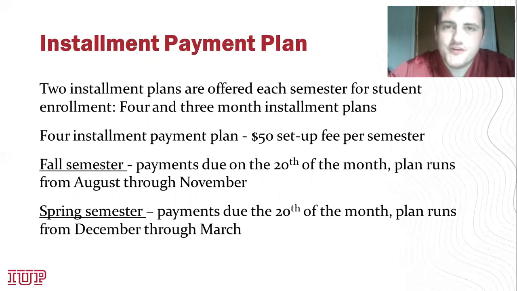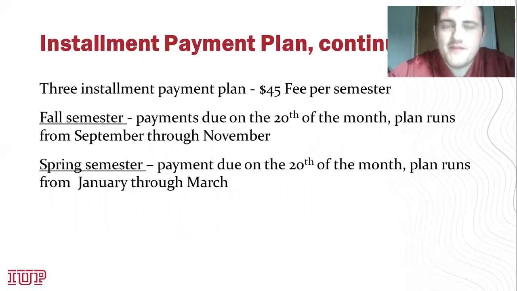We do offer 2 installment payment plans for student enrollment. We have a 4-month installment plan. There is a $50 one-time per semester setup fee. For the fall semester, this will run from August through November. The payments are due the 20th of each month. For the spring semester, we do offer the 4-month. Payments are due the 20th of the month. The plan runs from December through March.